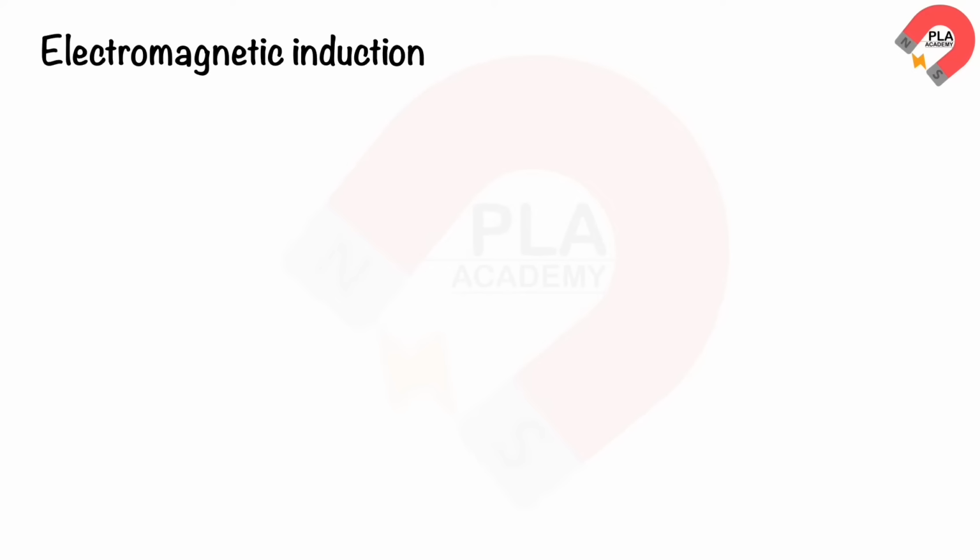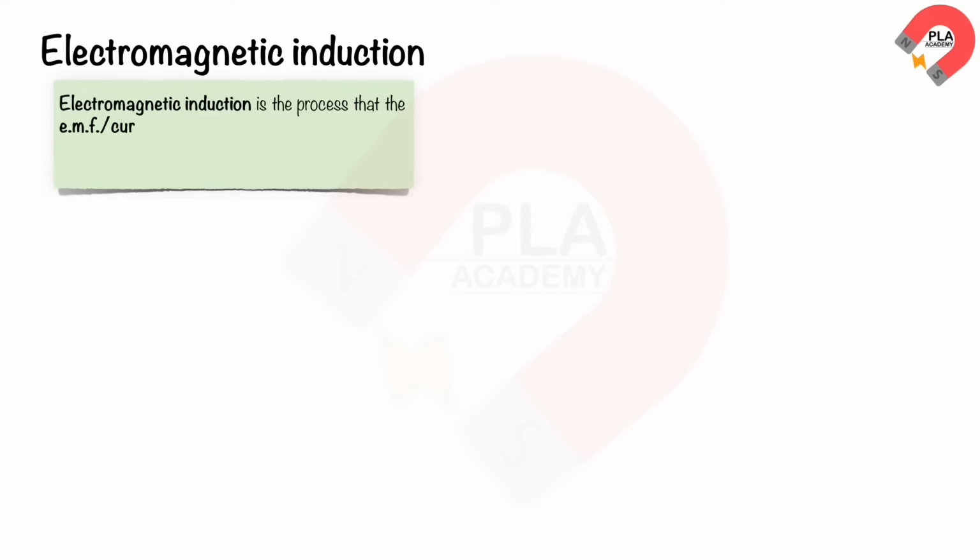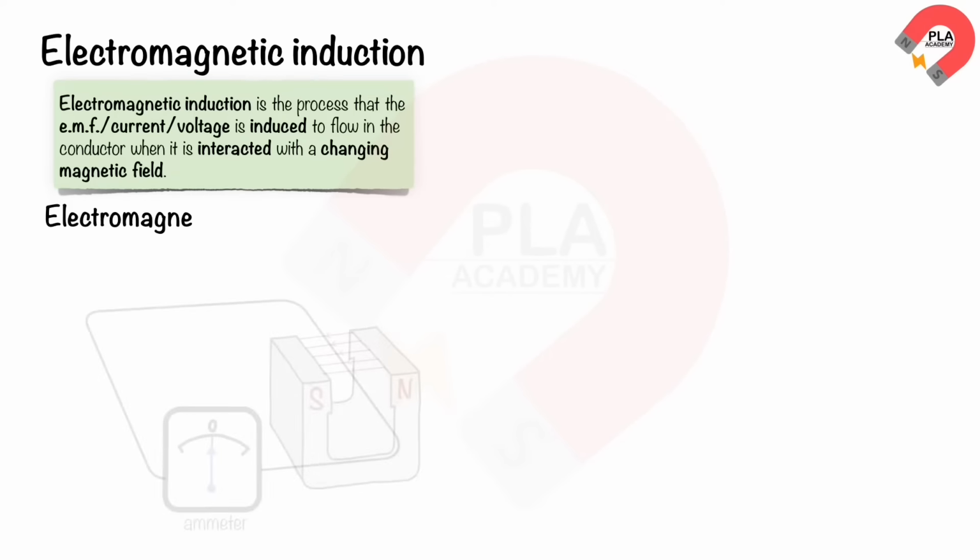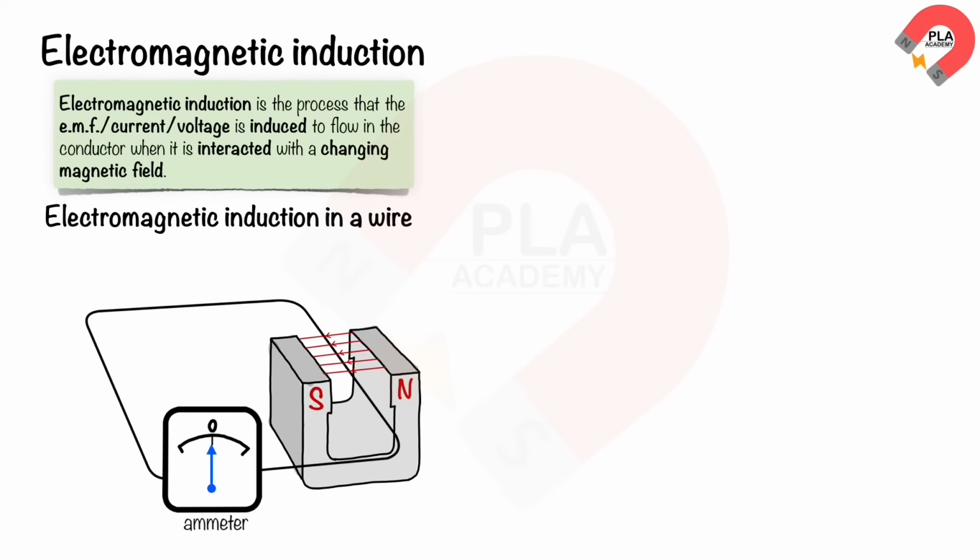Electromagnetic induction. Electromagnetic induction is the process in which an EMF, or current, or voltage, is induced in a conductor when it interacts with a changing magnetic field. Electromagnetic induction in a conductor wire.